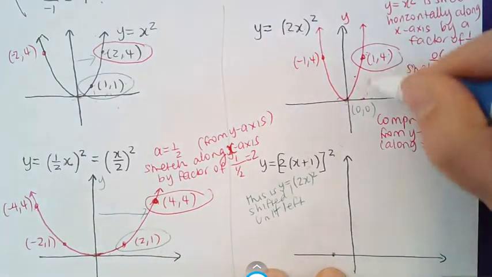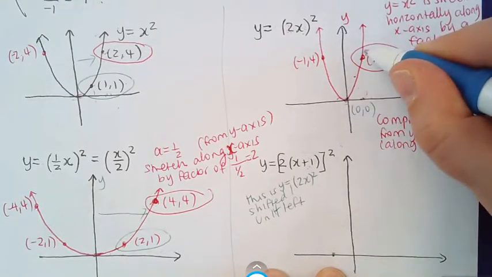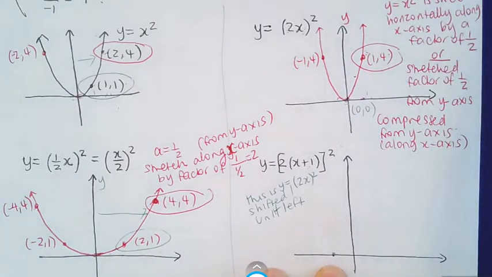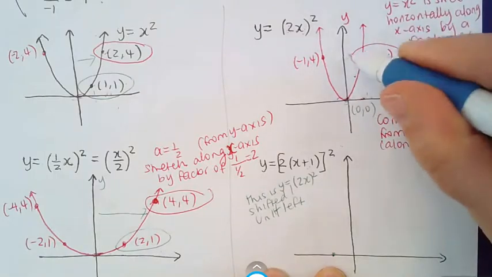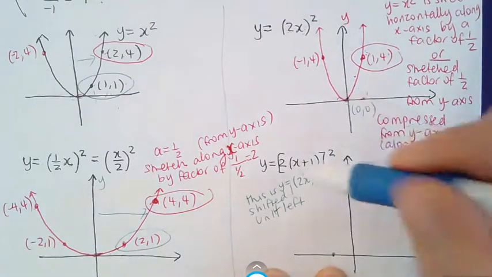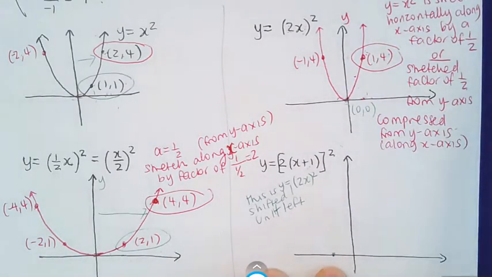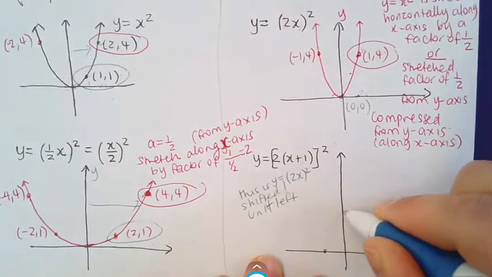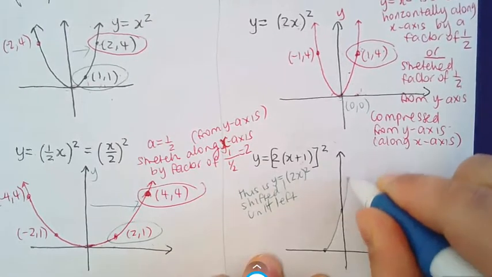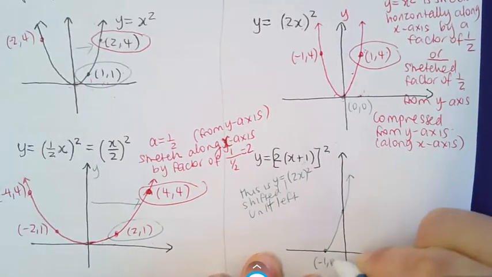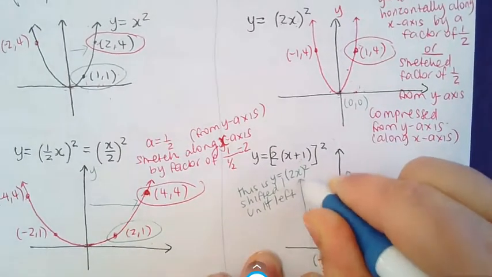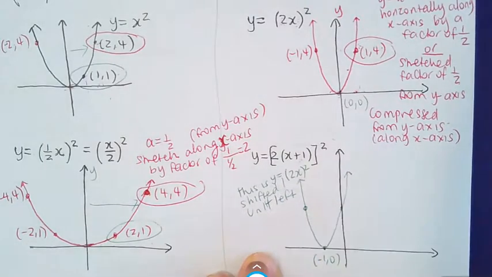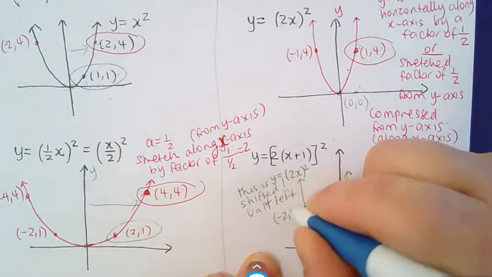All right. Now, here we've got 1, 4. Now substitute when x, if this is moved 1 left, shouldn't it be 0, 4? So let's have a look. When x is 0, what do you get? y is 4. And you tell me now what this other value is without even substituting. Negative 2, 4.